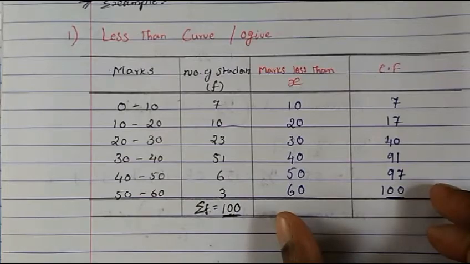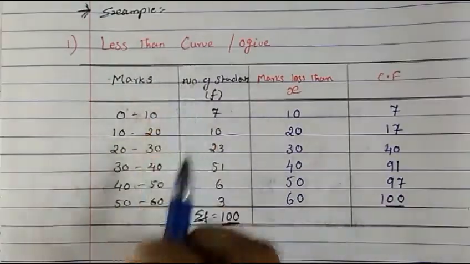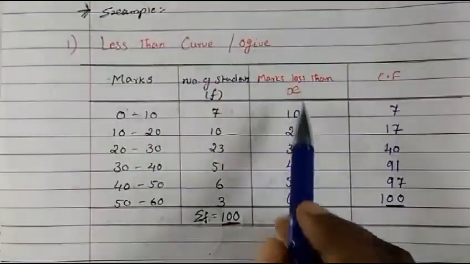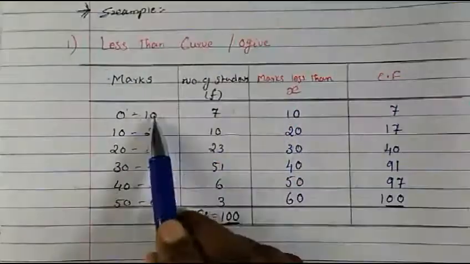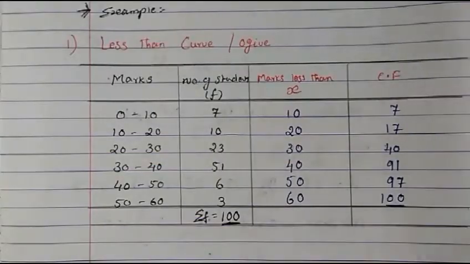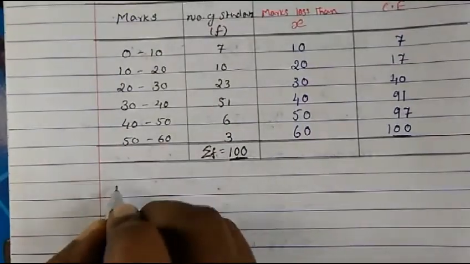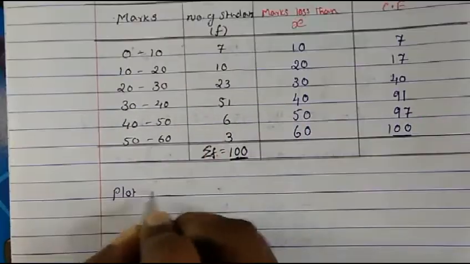It's not much calculation. You have to write down only the upper limit first, because it is marks less than, so less than 10, less than 20, that way, and then you mark the CF. Now we have to plot the graph.